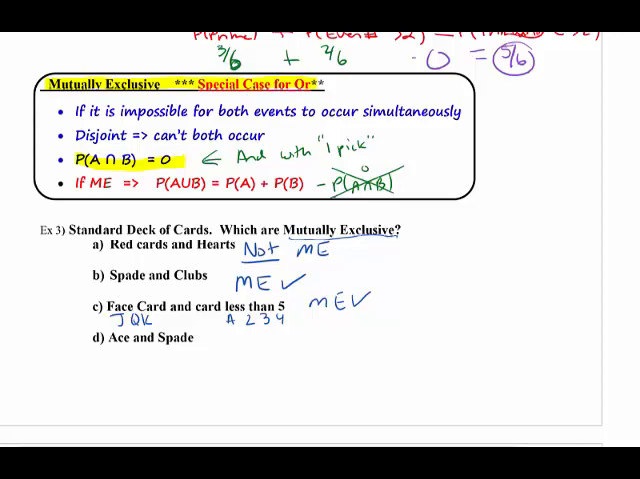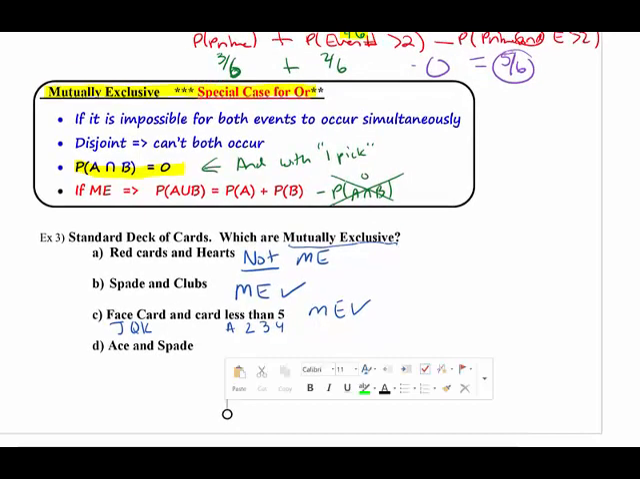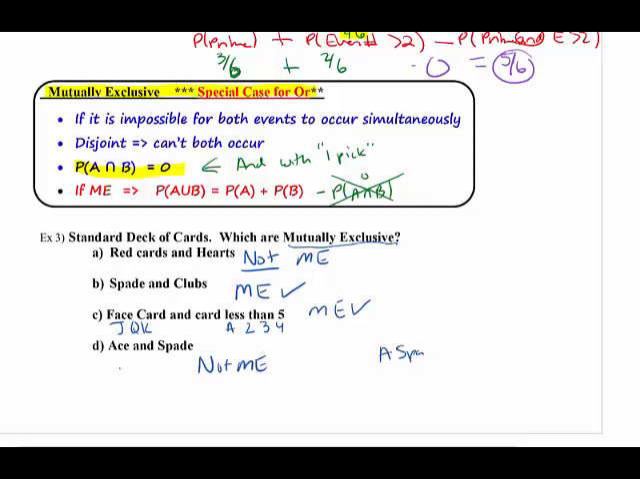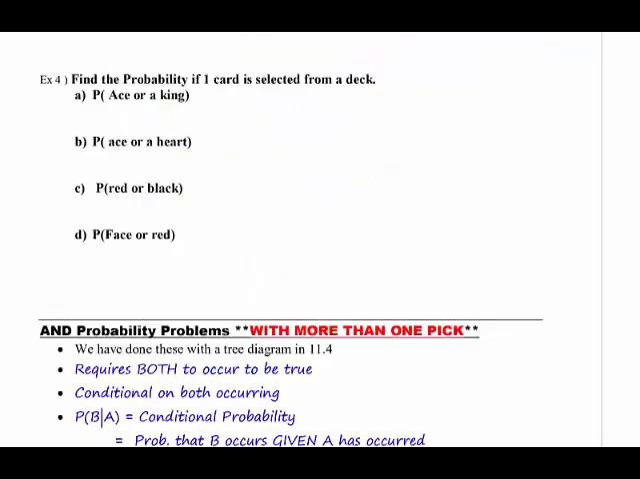Again, an ace could be a club, it could be a spade, it could be a diamond, it could be a heart. So there is one card that overlaps here, so they are not mutually exclusive, because the ace of spades is in both of those.